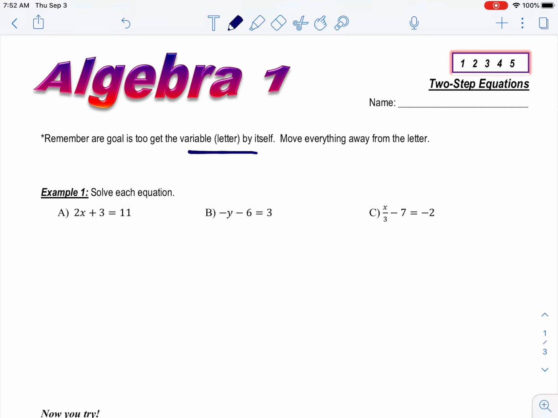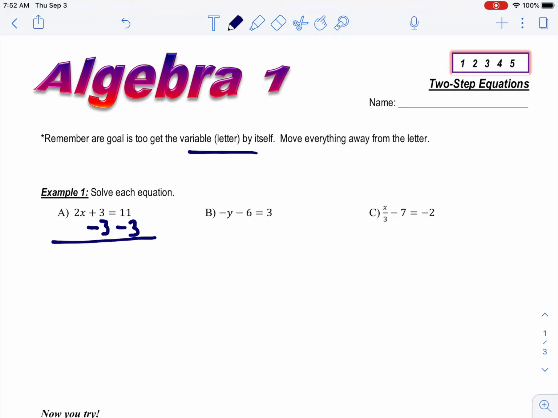I notice I have 2x plus 3 equals 11. My goal is to try to free up this x. There's a 3 next to it, so I need to move the 3 first so that I can get that 2x by itself. To move that 3, I'm going to subtract 3 from both sides of the equal sign.